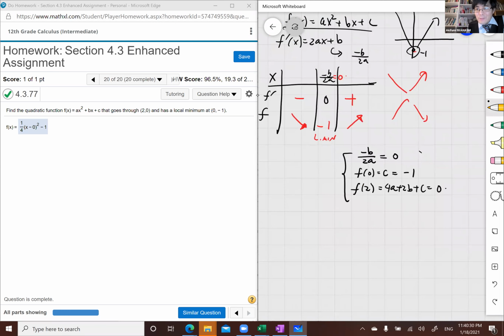Now from equation 2, it's obvious c is equal to negative 1. And from equation 1, it's obvious that b must be 0. Combining those two, this becomes 4a minus 1 equal to 0, so a must be 1 over 4. So the answer is f of x equals ax squared plus bx plus c, which is 1 over 4 x squared minus 1.